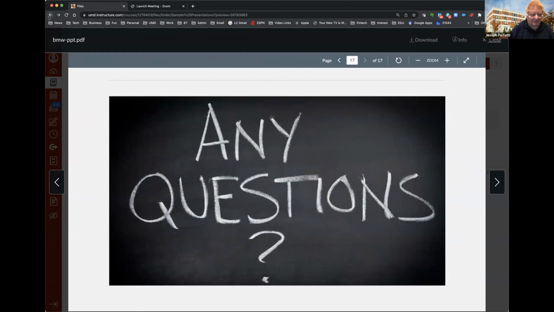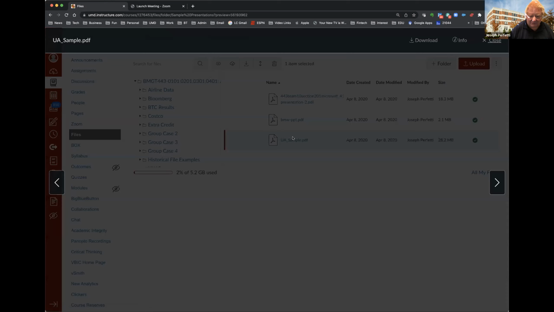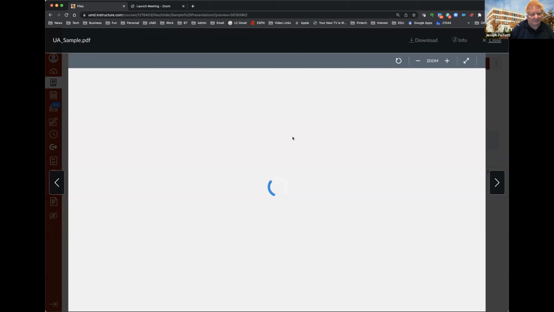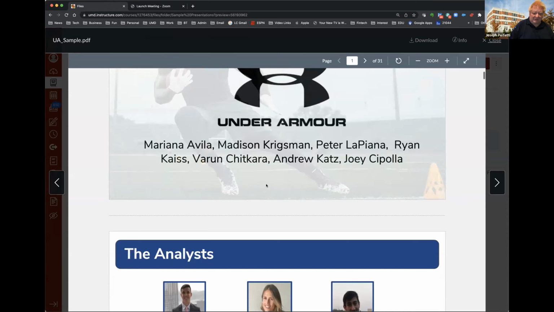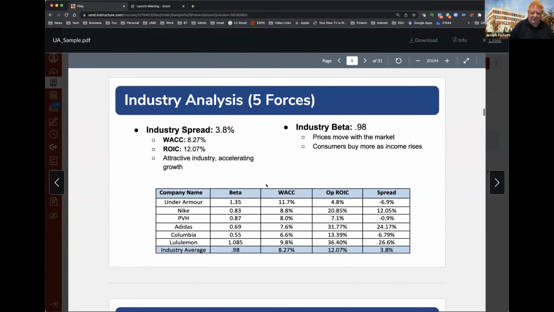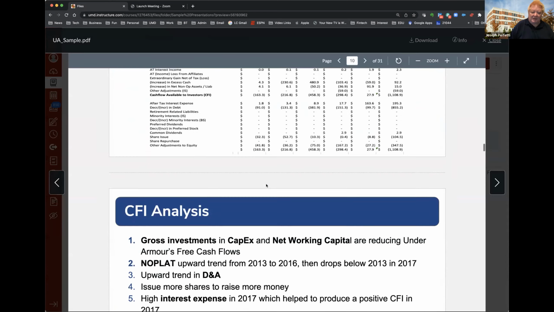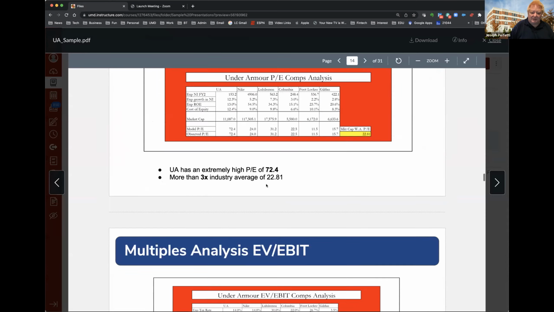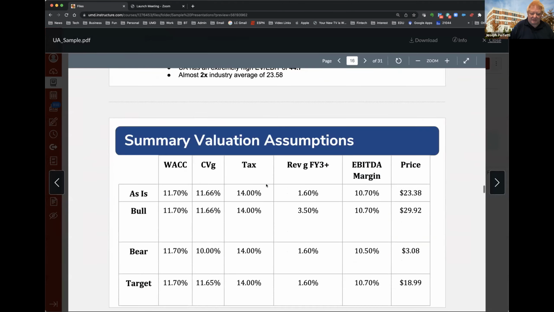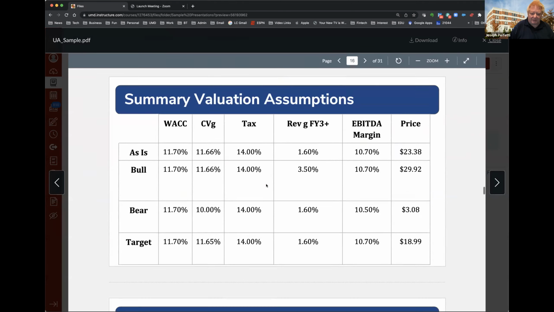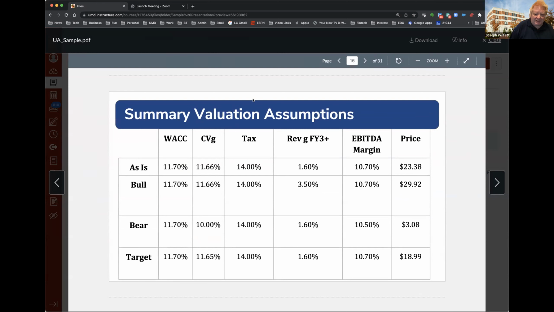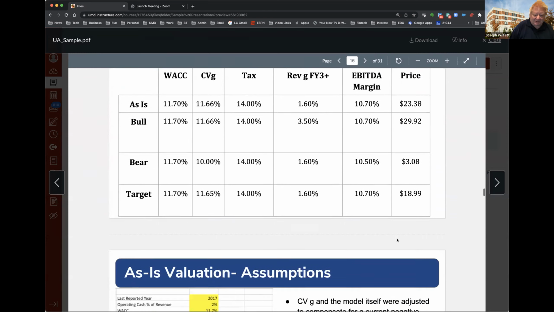Okay, so final one, same thing. Here's one for Under Armour. Multiples, you're not actually doing that, just valuation. Okay, so what I liked about this Under Armour one is they put a nice little table in here summarizing all 4 of the models and the kind of major changes they made across the model. So that was actually really well done.